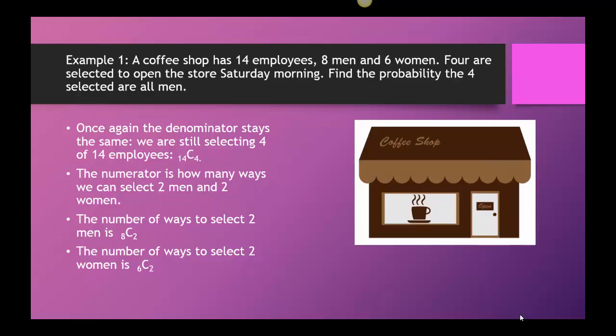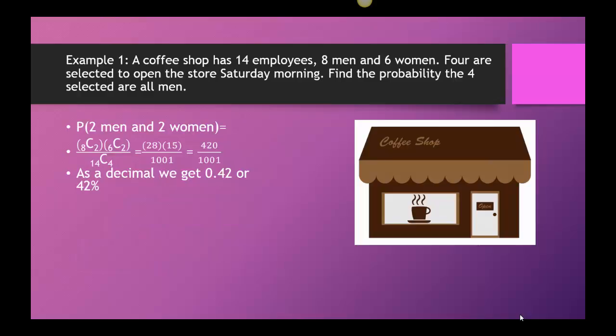But because we have the word and, what do I do with the ways to select a man and the ways to select a woman? I multiply them. Okay. So 8 choose 2 is 28, 6 choose 2 is 15. So I have 420 in my numerator, 1,001 in my denominator, which comes out to 0.42 or 42%.